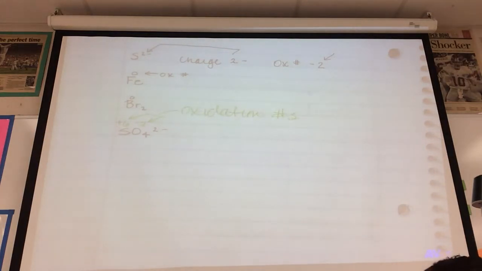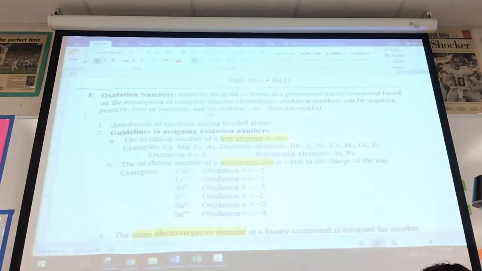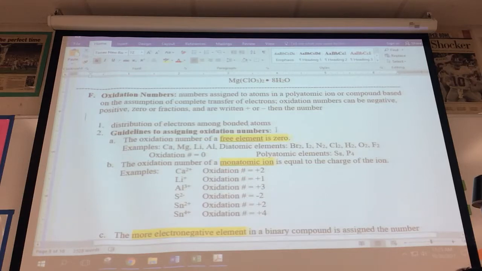They help explain how electrons are distributed among atoms that are linked together in a compound, a polyatomic ion, etc. There are many guidelines or rules to assigning oxidation numbers. We're going to go through the rules now, and then we'll do a whole bunch of examples, and I think you'll have a pretty solid understanding of it. It says the oxidation number of a free element is 0. Any element off the periodic table has an oxidation number of 0. Doesn't matter where it is on the periodic table: calcium, magnesium, lithium, aluminum, sulfur, etc.